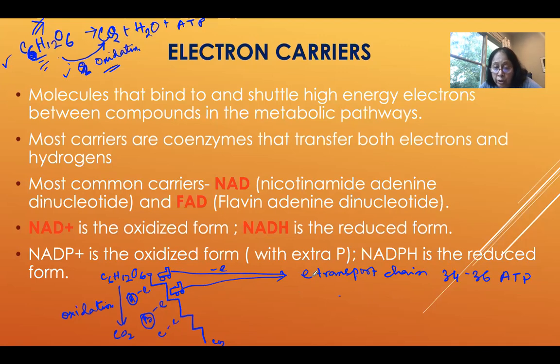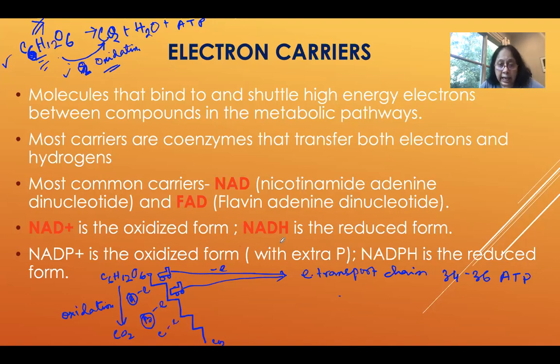To do that, there are a few electron shuttles or electron carriers, like NAD and FAD. They carry electrons into the electron transport chain during the metabolic process of breaking down glucose into carbon dioxide. These electron carriers are very important for our cellular respiration.